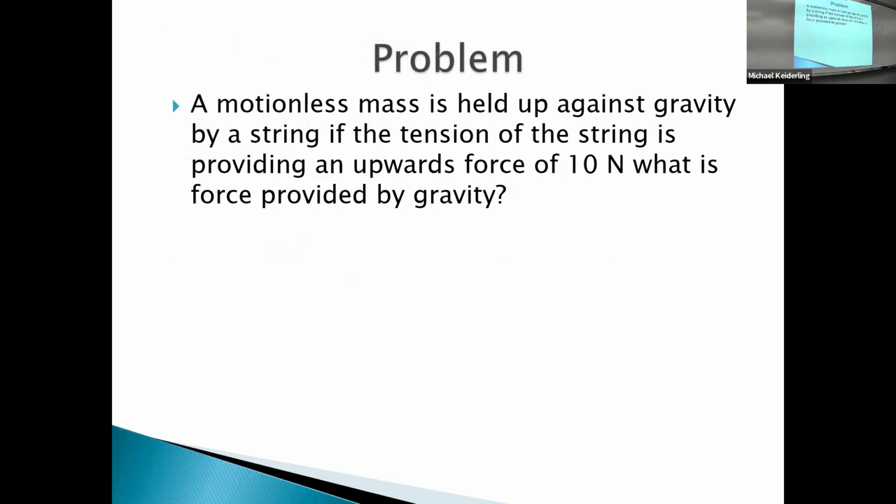So here is an example. If you have a motionless mass held up against gravity by a string, if the tension of the string is providing an upwards force of 10 newtons, how much force is gravity pulling the mass down? So this is basically, I have a mass hanging from a string. I know this string is pulling up with 10 newtons of force. So how much is gravity pulling the mass down?